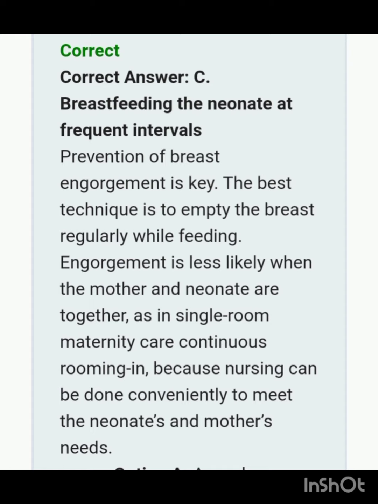Here, prevention of breast engorgement is key. The technique is to empty the breast regularly while feeding. Engorgement is less likely when the mother and the neonate are together, as in single room maternity care with continuous rooming in, because nursing can be done conveniently to meet the neonate's and mother's needs.